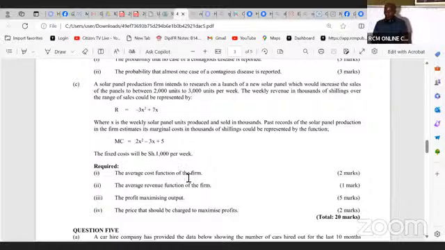Then they want us to give them the average cost, the average revenue function, the profit maximizing output, and the price that would be charged to maximize profits.